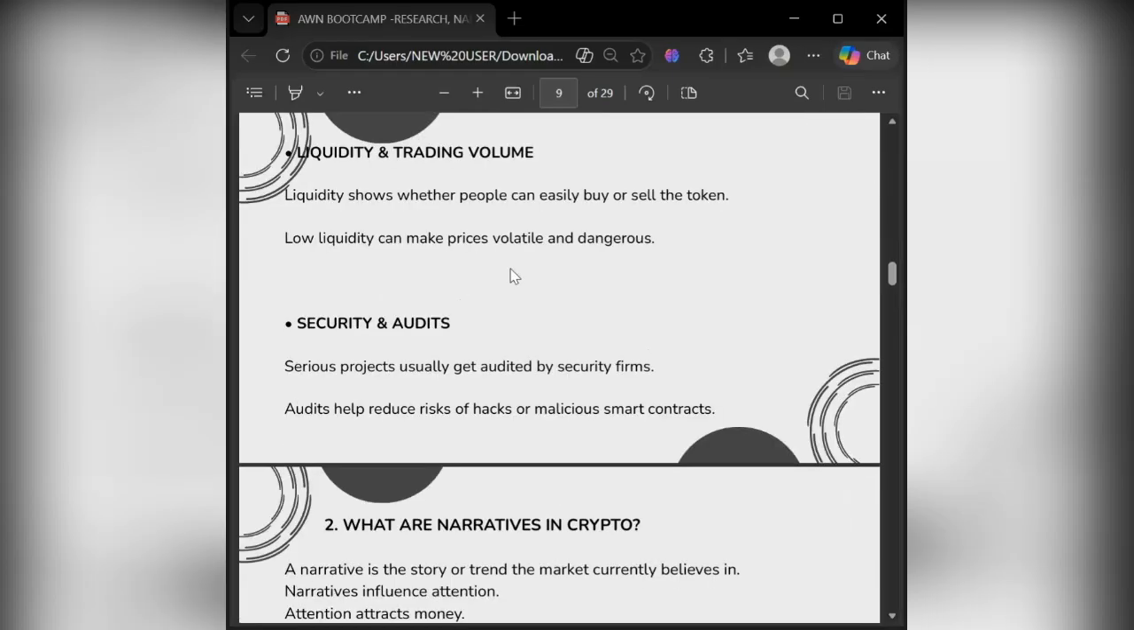Then security and audits. Serious projects usually get audited by security firms. Audits can help reduce the risk of hacks or malicious smart contracts. If they are not open to audits, just know that you should be very, very careful. You should trade carefully.